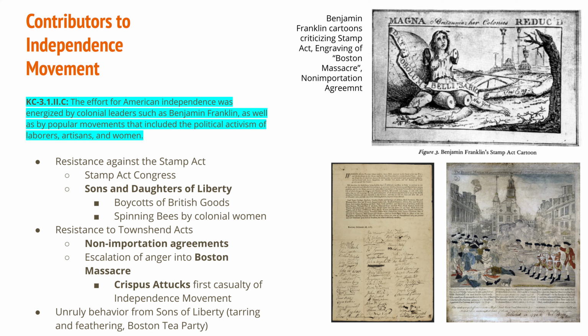We do see some unruly behavior from the Sons of Liberty as part of this resistance. So they would tar and feather tax collectors, and obviously the Boston Tea Party was destroying private property that never ended up getting paid for.